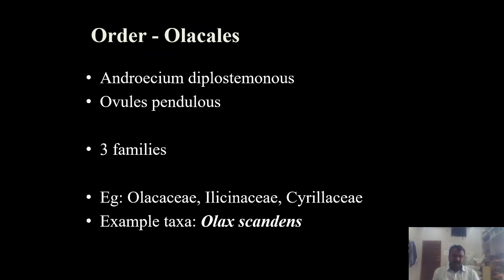Diplostaminous means the stamens are arranged in 2 whorls. The outer whorl of the stamens are opposite to the sepals. 3 families were recognized: Olacaceae, Icacinaceae, and Opiliaceae. Example, Olax scandens, which is a very common climber present in our localities.